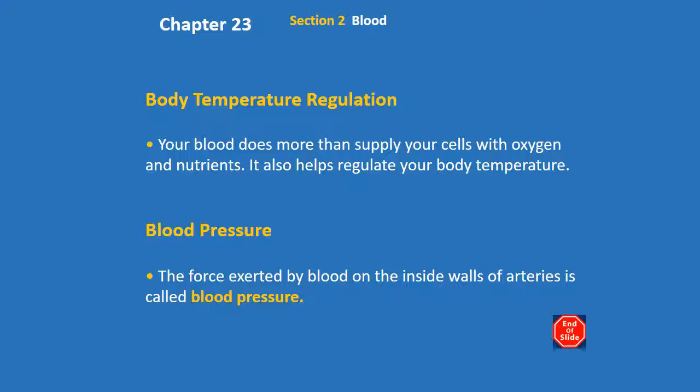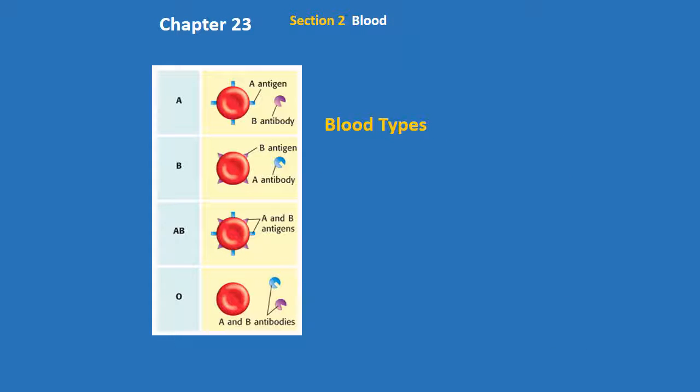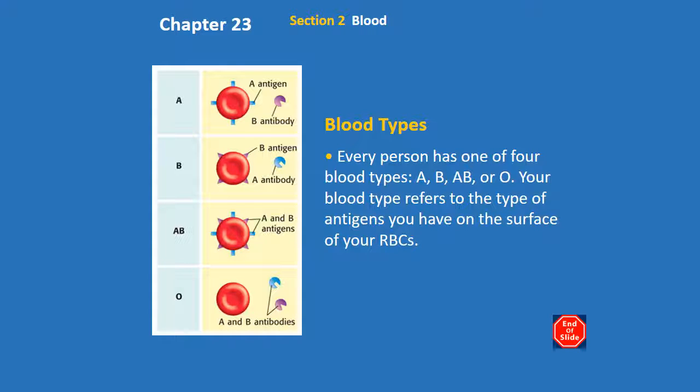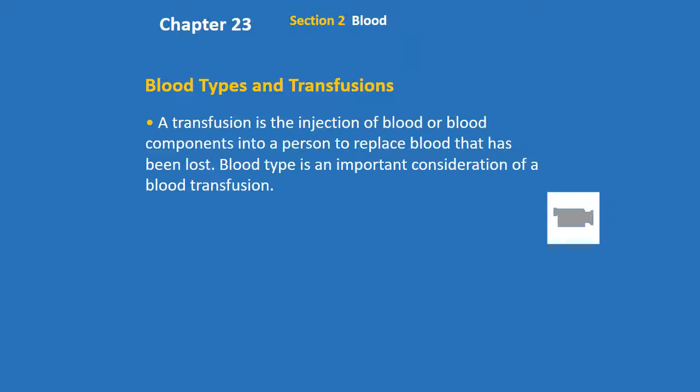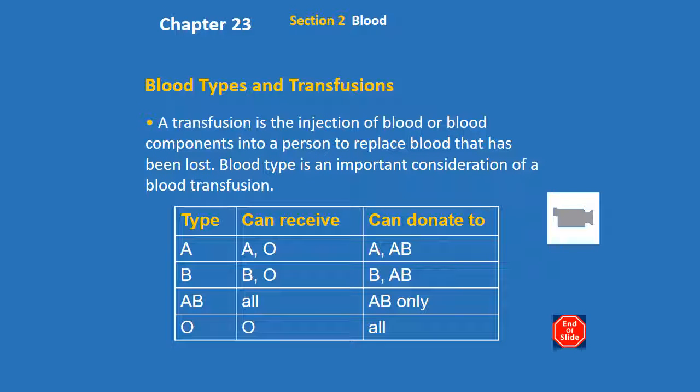Okay, we talked about blood pressure, and here's a definition. The force exerted by blood on the inside walls of the arteries is called blood pressure. And lastly, blood types. I'm actually just going to explain. I have these on the board and we'll go over them. There are 4 blood types, A, B, AB, and O. They have to do with the type of antigens that are on the surface. And it has something to do with blood transfusions. So I'll just show you that.